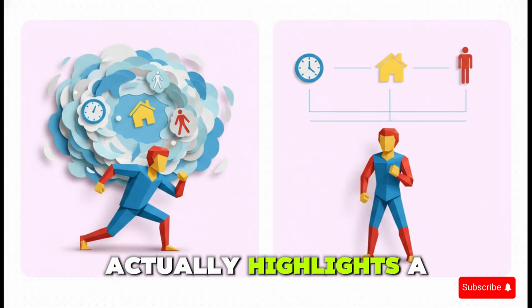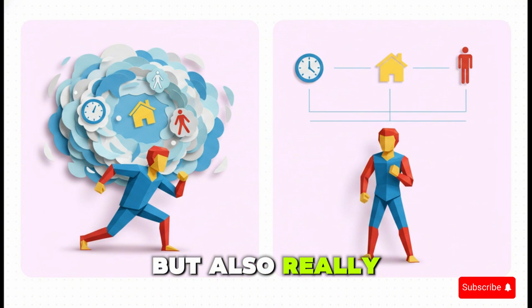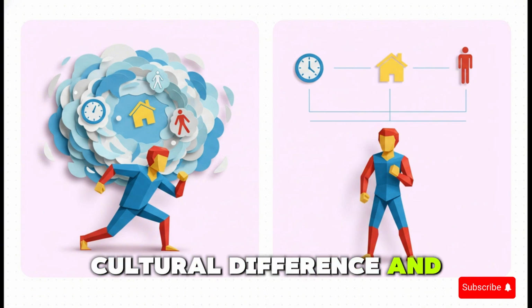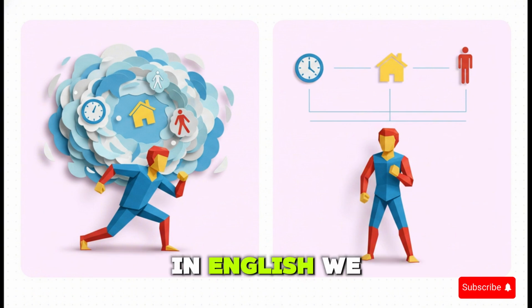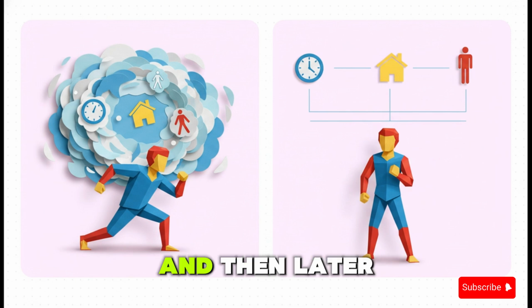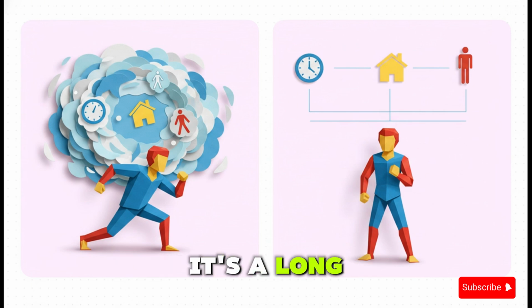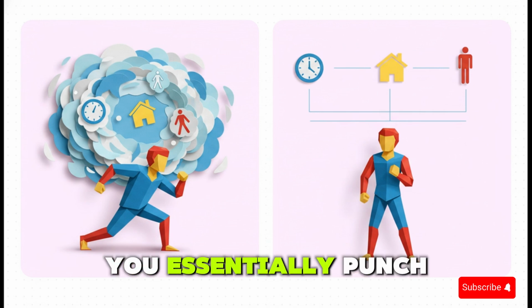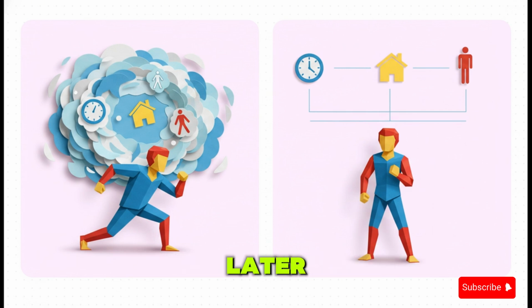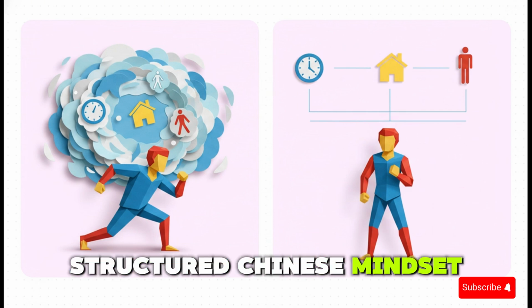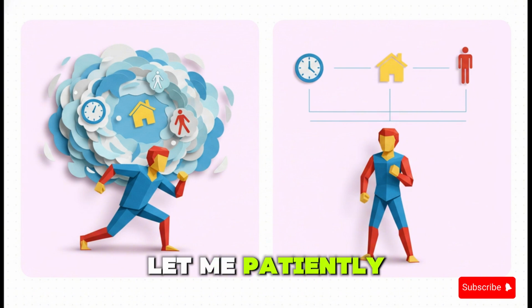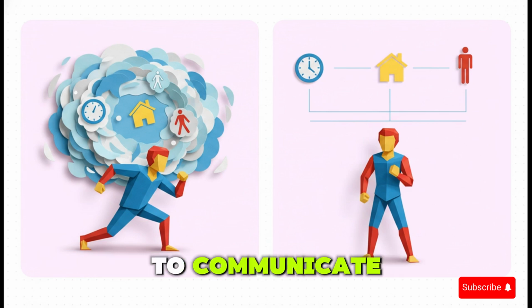This actually highlights a hilarious but also really profound cultural difference in how we structure thought. In English, we often lead with the action. I hit him. And then later we're like, oh, right, yesterday at his house with a stick. It's a long story. In English, you essentially punch first and explain later. But the highly structured Chinese mindset says, hold on, let me patiently explain the when and the where, and then I punch. It's honestly an incredibly logical way to communicate.